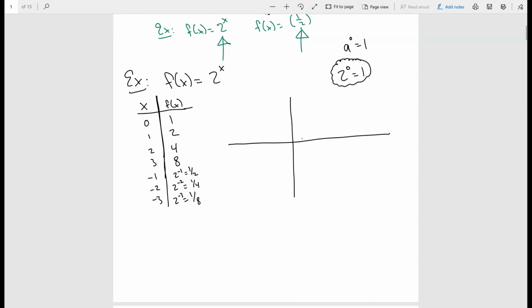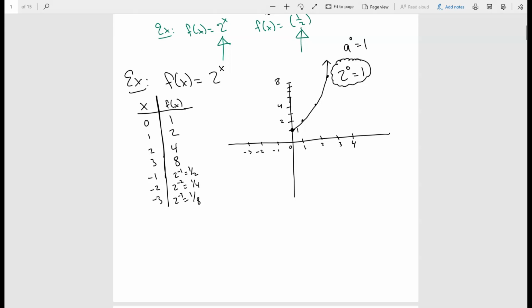I mark 1, 2, 3, 4, 0, -1, -2, -3, and so on. When x is 0, I get 1. When it's 1, I get a 2. When it's 2, I get a 4. And when it's 3, you can see that I get an 8. So you can see that this graph is going up really, really quickly. It looks kind of like that.